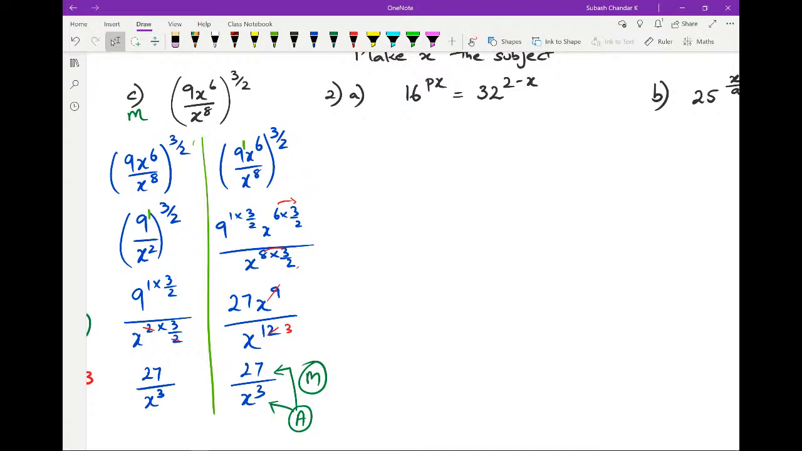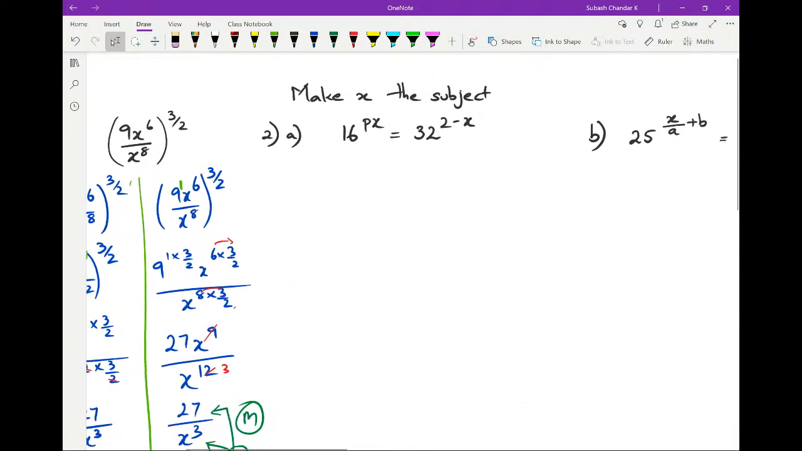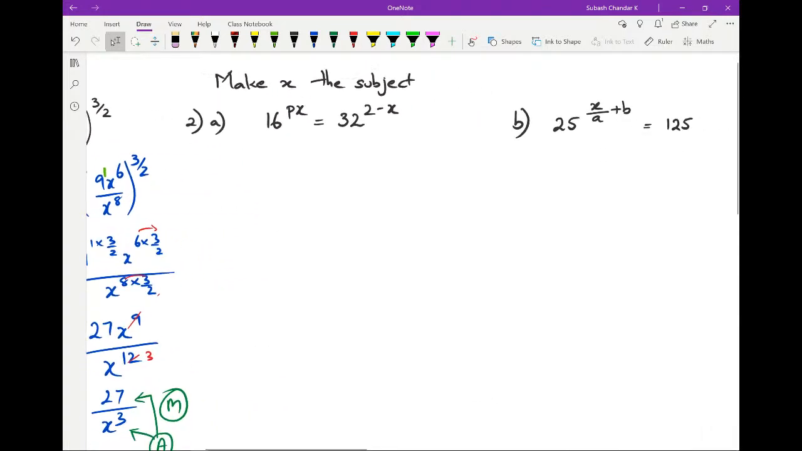Anyway, let's go to question 2A, guys. Question 2A, basically it's a combination of using exponents sometimes, and sometimes you get to actually do logs.